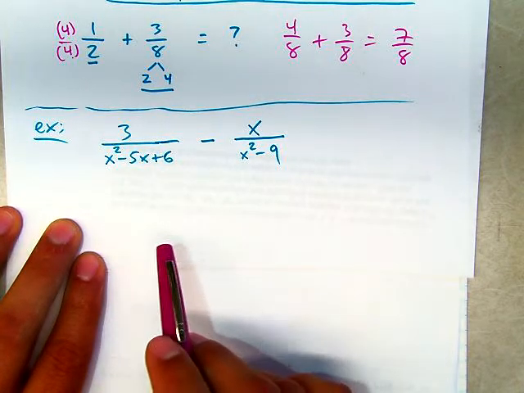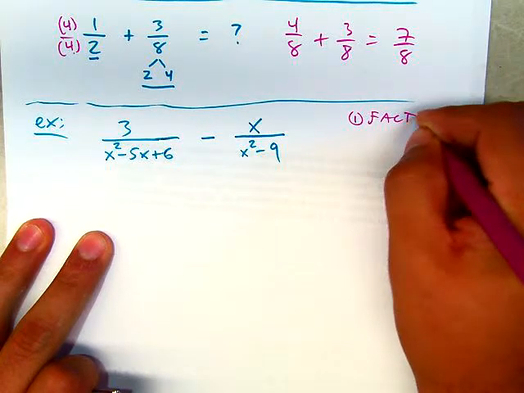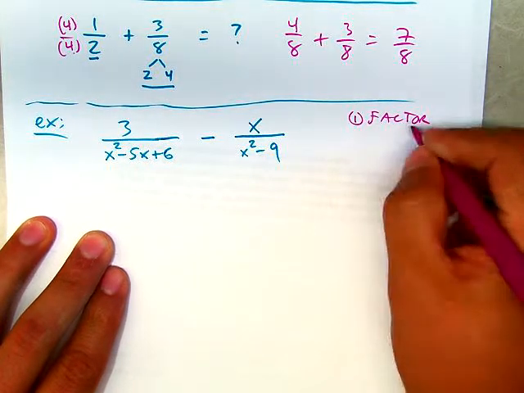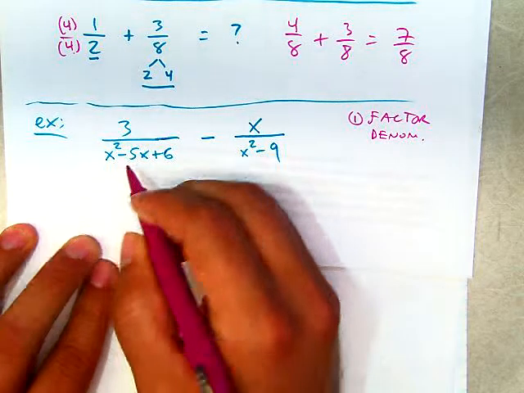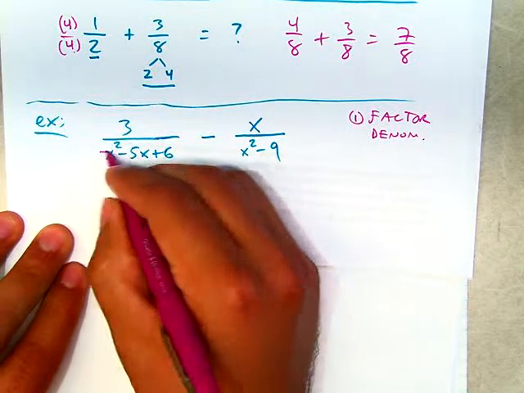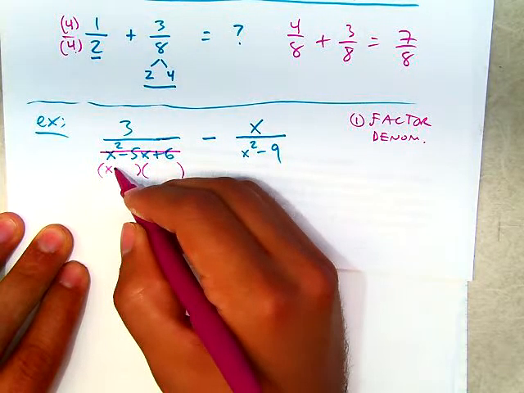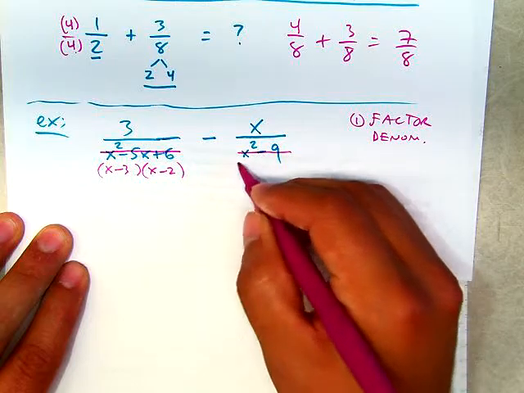So what can we do? Yes, good. So first we're going to factor. And talking about the denominator here, right? So factor the denominator. So we get what here? Good. And then what about x squared minus 9?